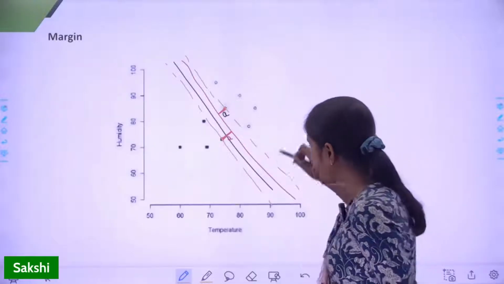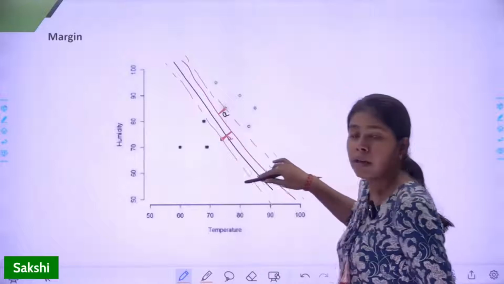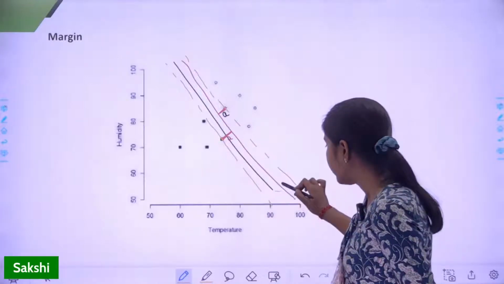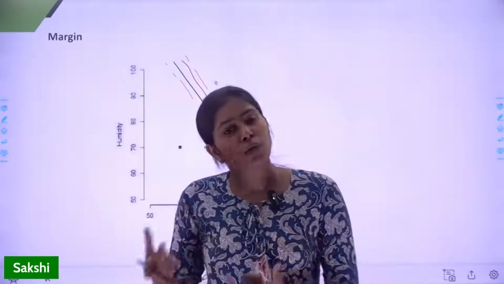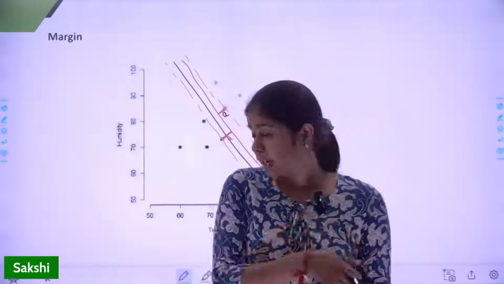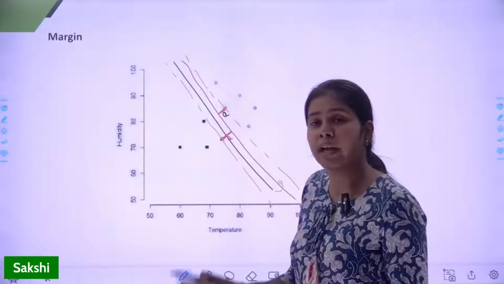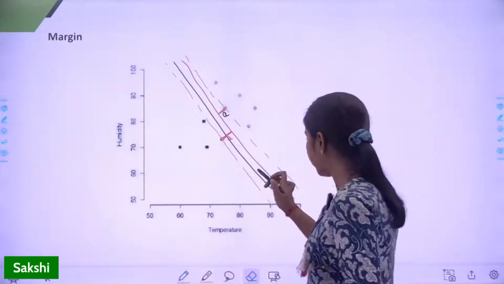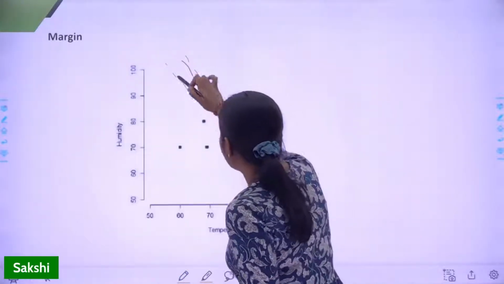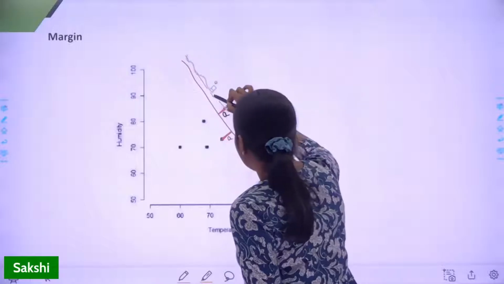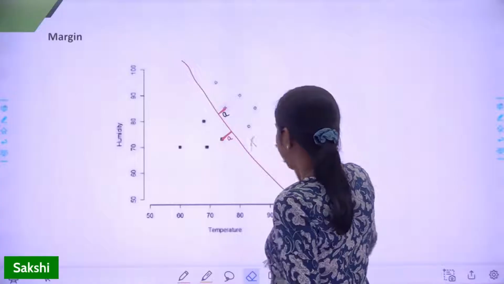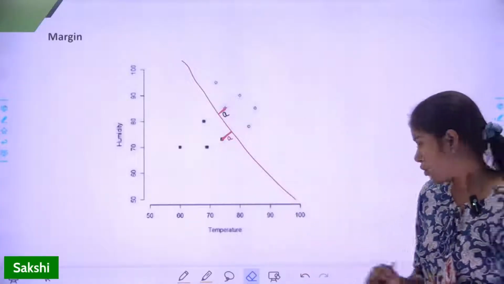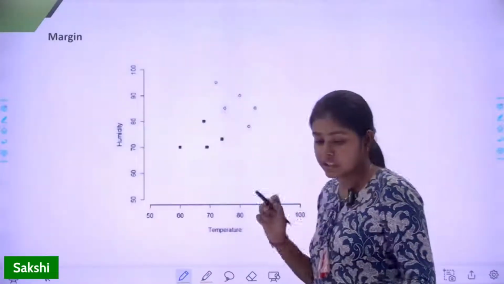Okay, so this is my line, and I have shifted it to the pink line so that I get equal margin on both sides. That means from the negative points to the decision boundary and from the positive points to the decision boundary. So here I can say that I got this as my margin, right? Let's remember that this is my margin now, or I can say the decision boundary.